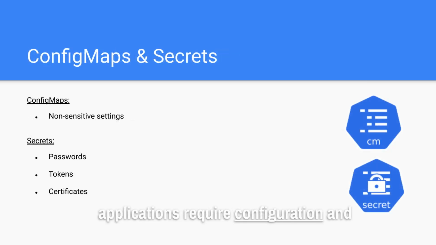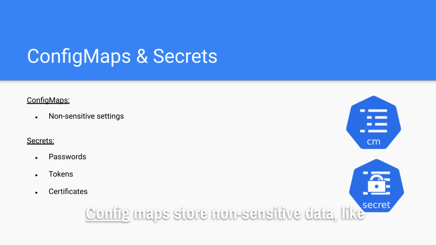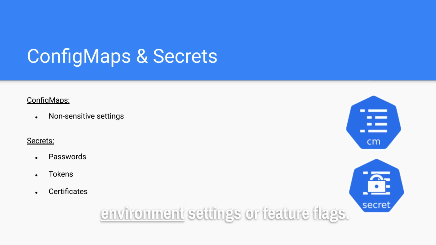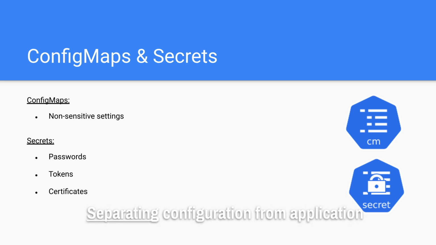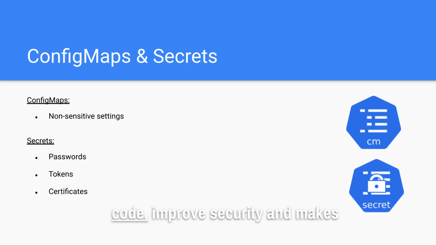Applications require configuration and sensitive information. ConfigMaps store non-sensitive data, like environment settings or feature flags. Secrets store sensitive data, such as passwords, tokens, and certificates. Separating configuration from application code improves security and makes deployments more flexible.